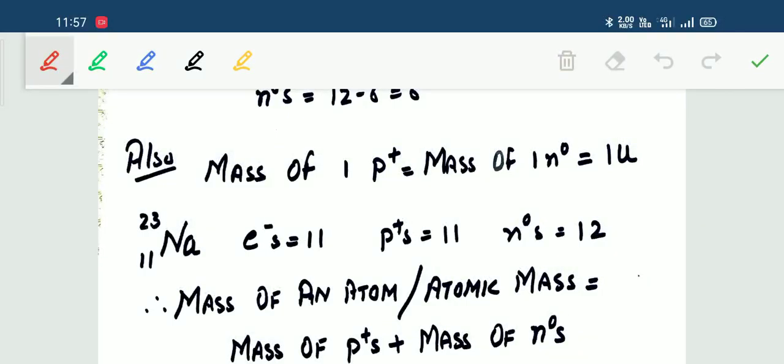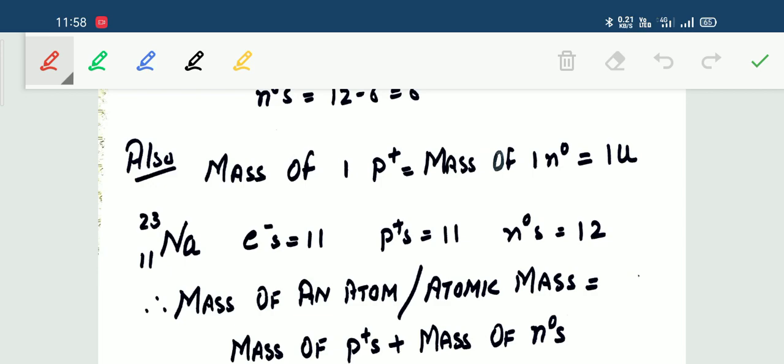Students, as we know that atom is only made up of electrons, protons and neutrons. So basically the total mass of an atom, that is atomic mass, will be equal to the sum of masses of the subatomic particles. But out of these three subatomic particles, electrons are so small in size and their mass is so small that it can be neglected.